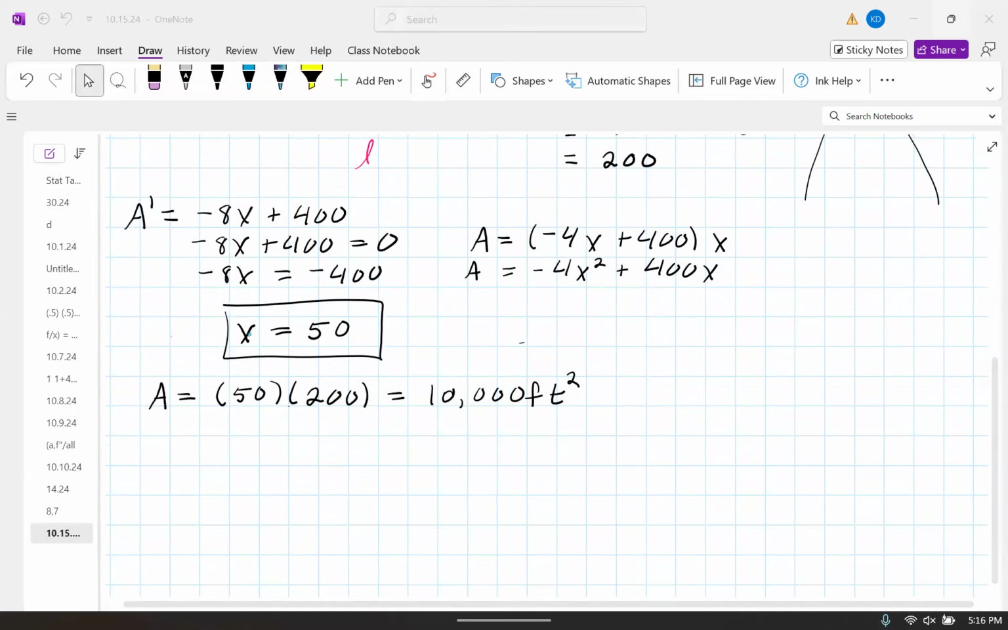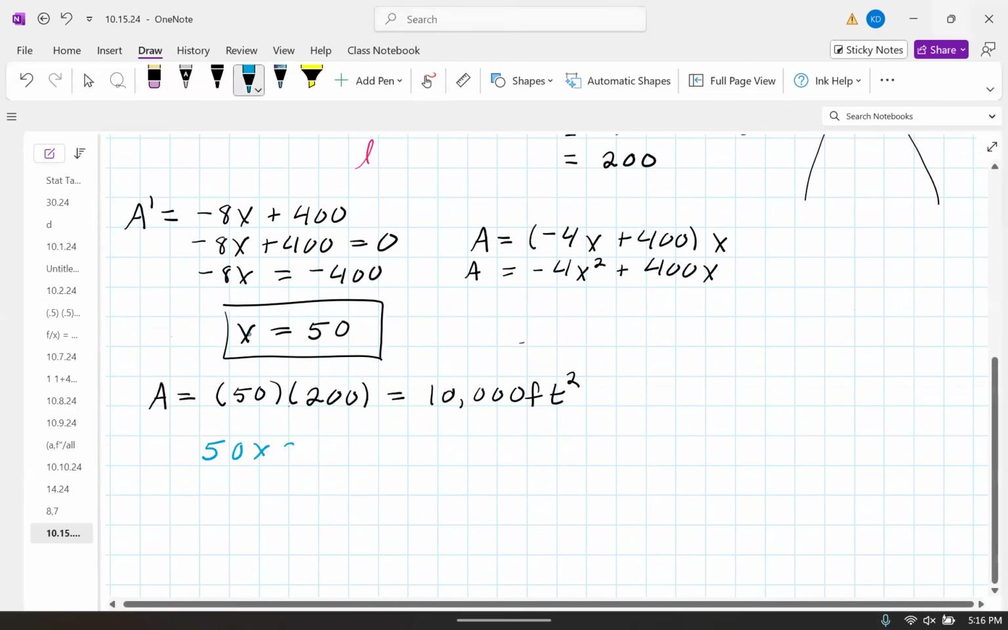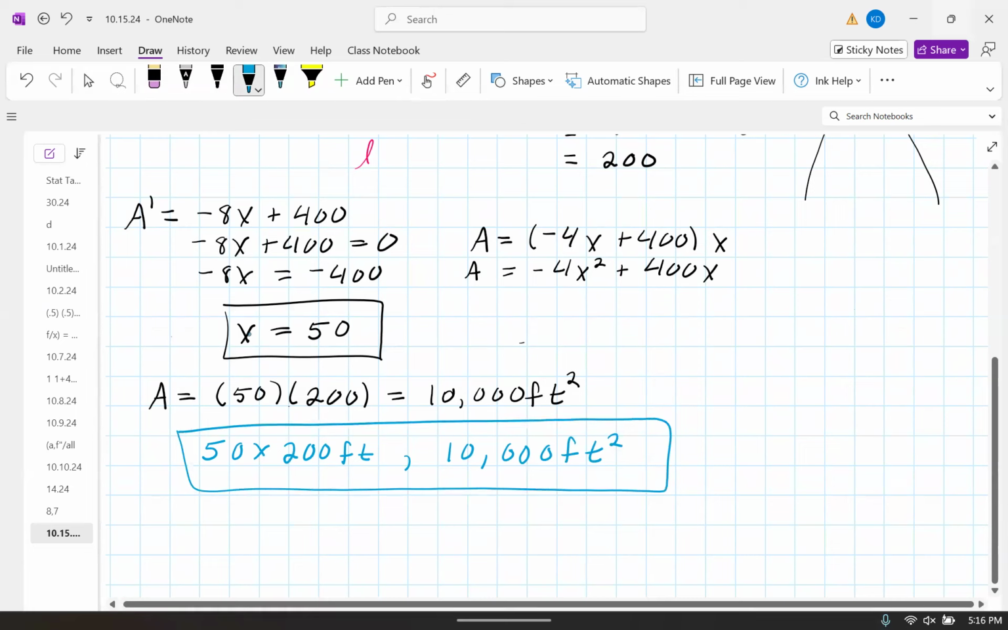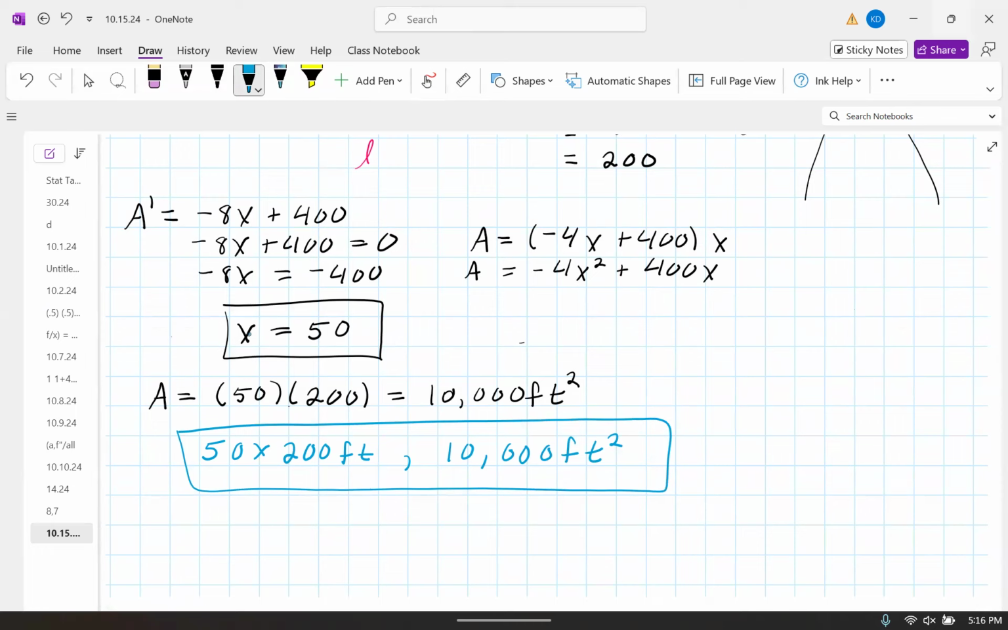So our dimensions are 50 times 200 feet for 10,000 square feet. When it's a parabola, it's really easy. We know exactly which one has to be the max or min based on the function we're looking at, if it's right side up or upside down, and we're done with that. All right, does that follow? Does that flow? Make sense?